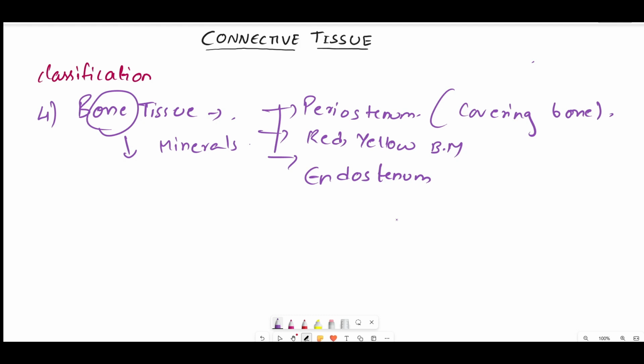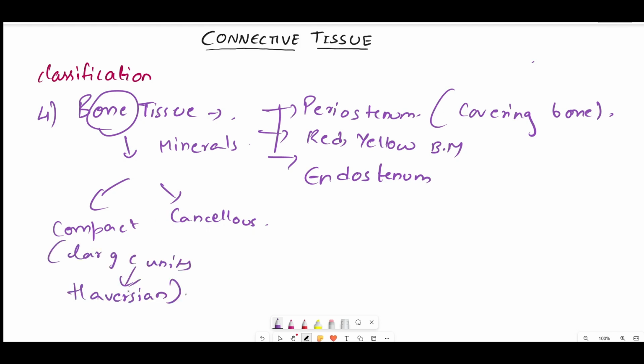I already said in the previous slides that it is divided into two. The first one is the compact bone tissue and the second one is the cancellous bone tissue. The compact bone tissue has the larger units of Haversian systems. The cancellous one looks like a sponge. It also has the red bone marrow.